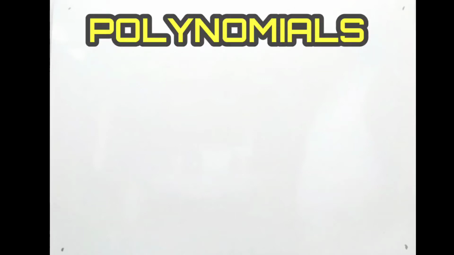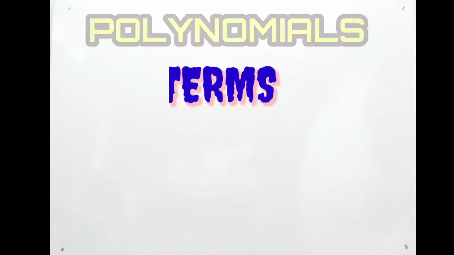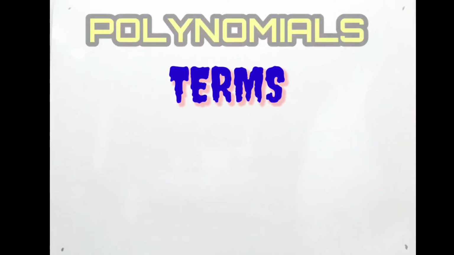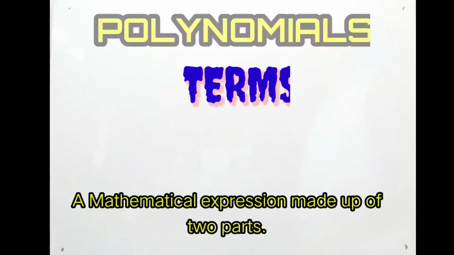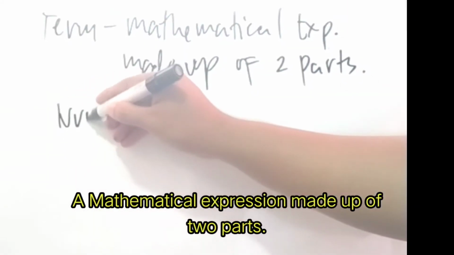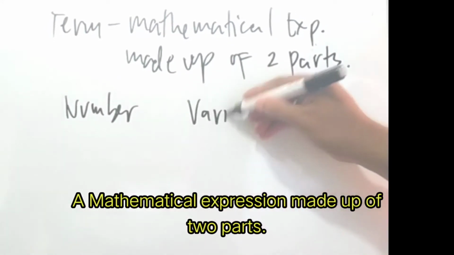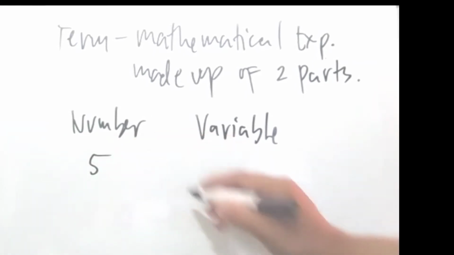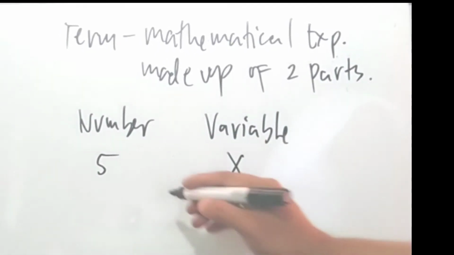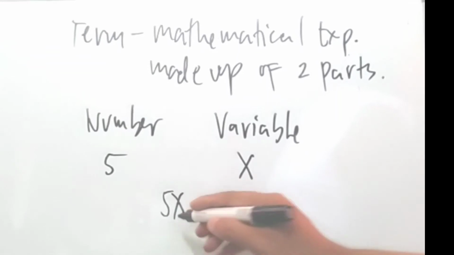But before we can understand what polynomials are, we need to learn something that mathematicians call terms. What is a term? A term is a mathematical expression made up of two parts: a number part and a variable part. For instance, 5, and we have x as a variable, so the term is 5x.